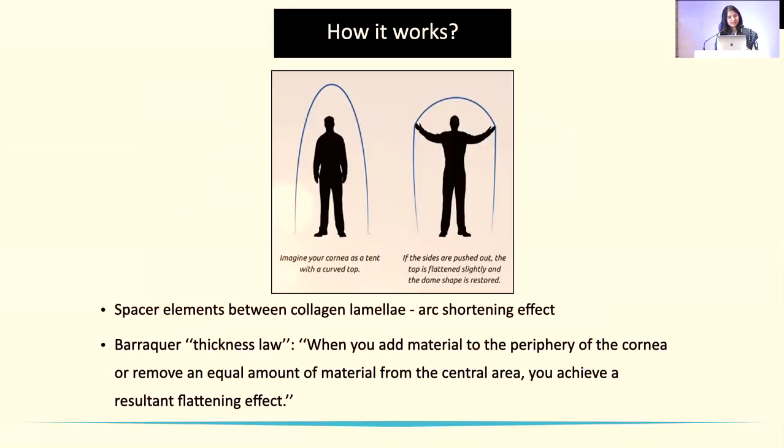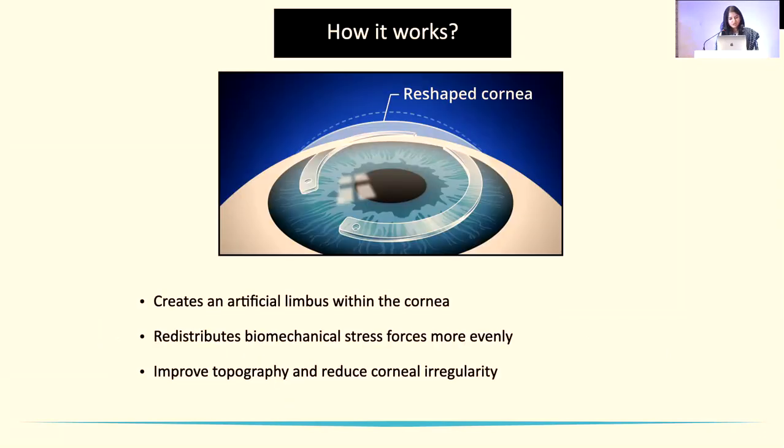ICRS are basically spacer elements which go between the collagen fibrils or collagen lamellae, and they have an arc shortening effect like you're seeing in the picture above. It is based on the Barraquer thickness law, which says that when you add material to the periphery of the cornea or remove an equal amount of material from the central cornea, you get a flattening effect on the corneal curvature.